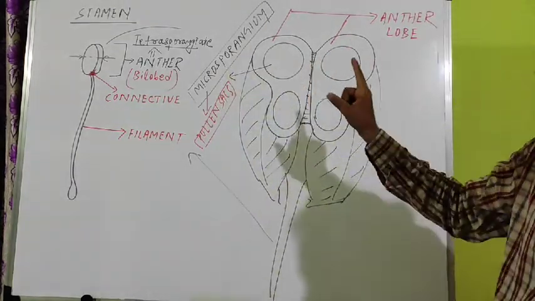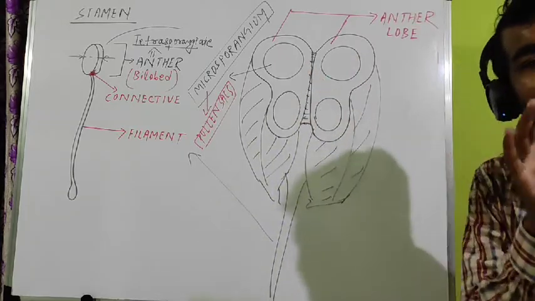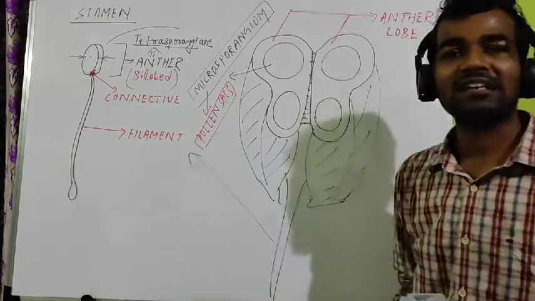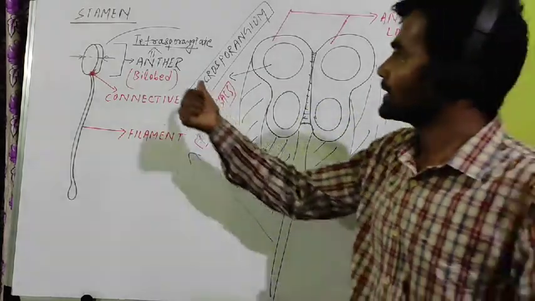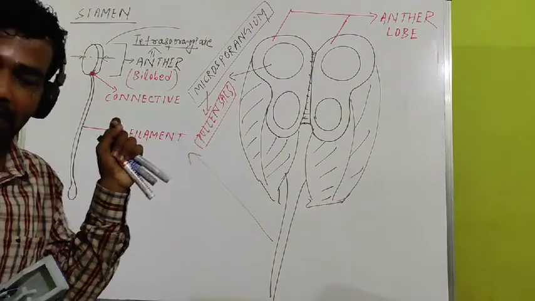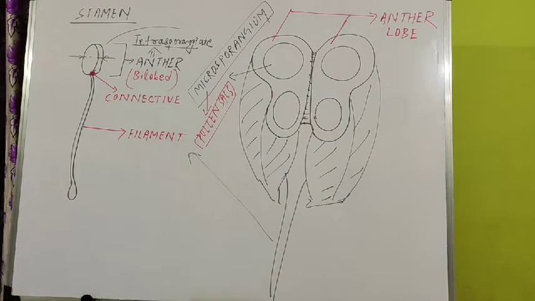Clear? तो microsporangium क्या होता है? Microsporangium in the beginning, but when they become mature, after maturation they become pollen sacs. So that's why anther is bilobed but tetrasporangiate in nature. Bilobed but tetrasporangiate in nature. This much you have to remember. Then we'll move towards the next part.